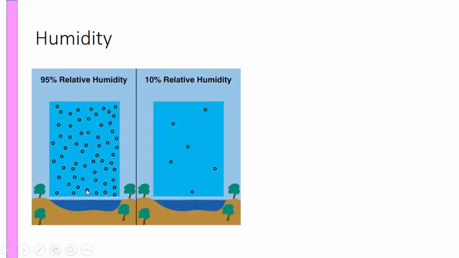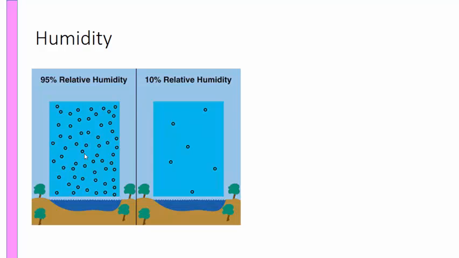So you can see that on the left side, if there's a very high humidity and there's a lot of water molecules in the air, then our evaporation heat loss process is not going to be as efficient as if there is a low relative humidity, because evaporation works through a water vapor pressure difference.